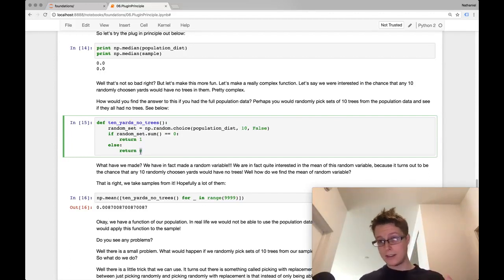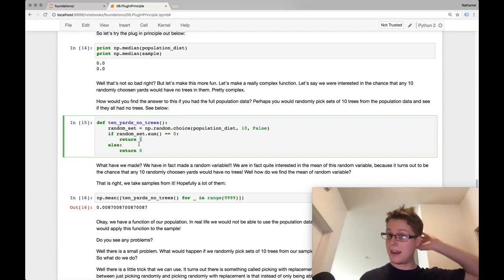Why did I choose 1 and 0? So in this case, it's kind of nifty. But if I take the average of lots and lots of these runs, then I actually get the probability of this happening, right? And you can sort of see this. If out of a billion runs, one of them actually went ahead and returned that they had no trees, then I would estimate that on average, every 1 billion runs, I get one that had no trees. It's kind of like the chance that this would happen.